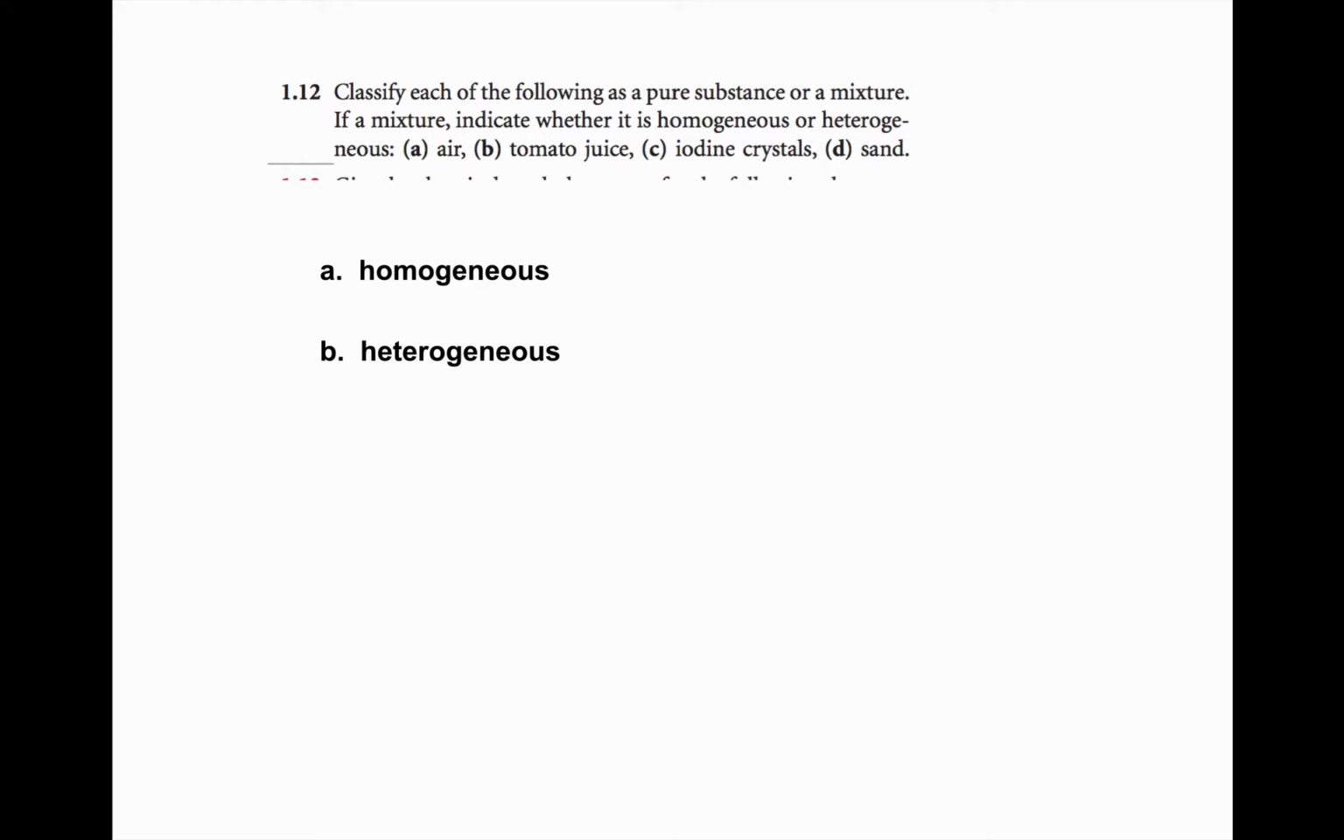Iodine crystals, again, that's an element. Iodine is the solid; iodine would be in a crystal form. It's one kind of atom. Now, sand. If we're looking at beach sand, it would be little bits of rock all mushed up. So if you look at it, little brown crystals, clear crystals, black crystals, it's heterogeneous, not the same throughout.